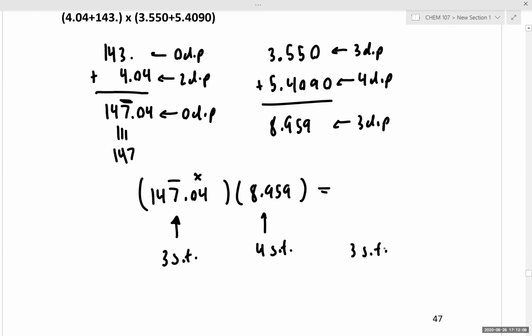So we have 147.04 times 8.959, and that in turn gives us 1,317. That in turn, we round to 3 sig figs, which gives us 1,320.